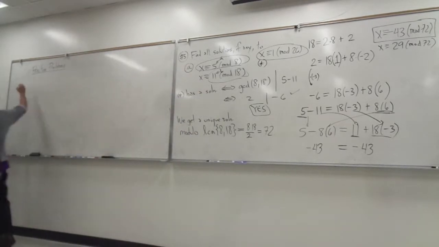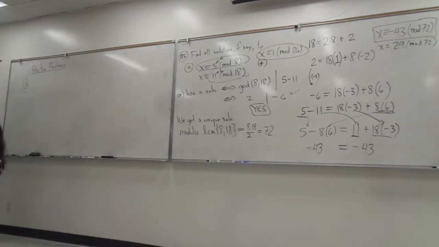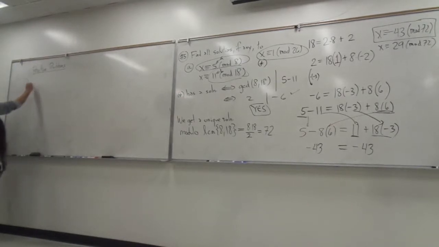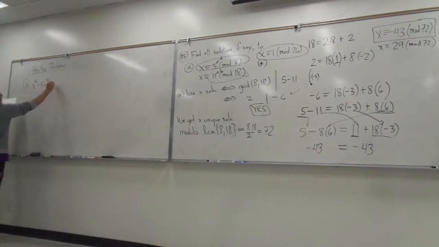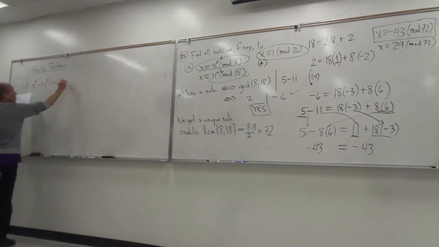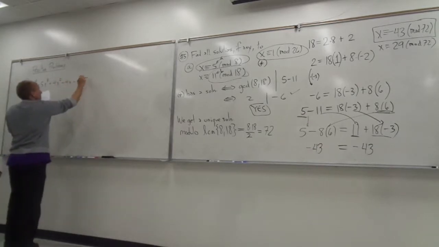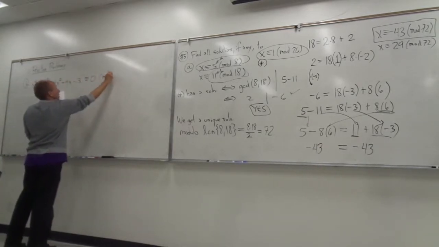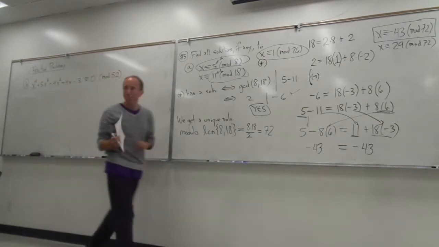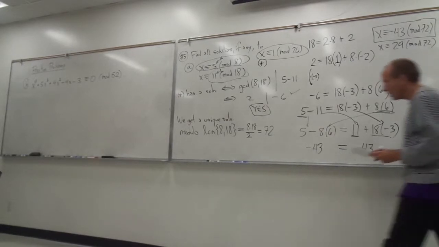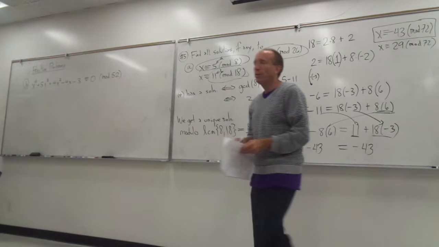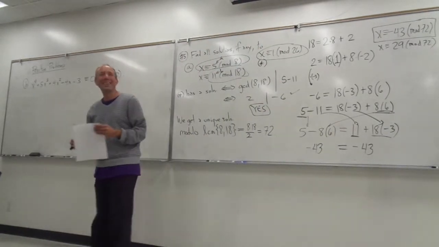Okay, let's do another one. Remember, we're finding all solutions. So part B, x to the 4th plus 5x cubed plus 4x squared minus 4x minus 3 congruent to 0 modulo 52. Is 52 prime? No, okay. Not going to help us. Darn.